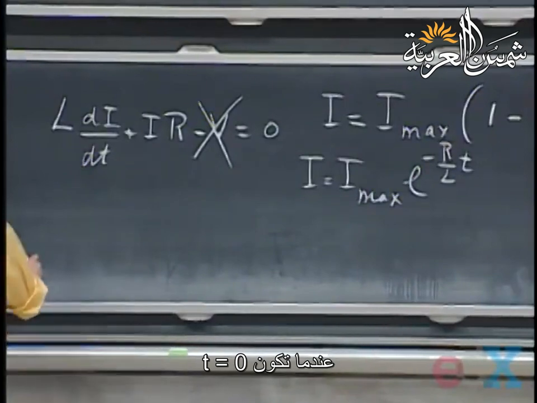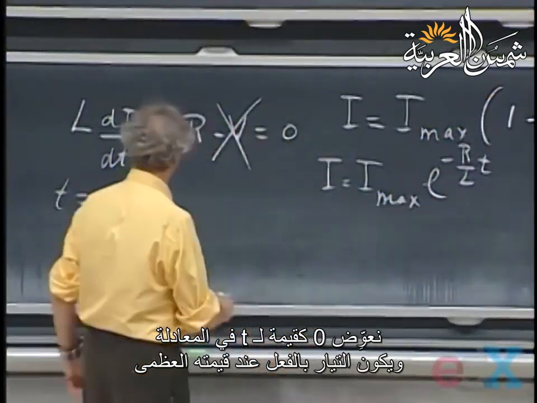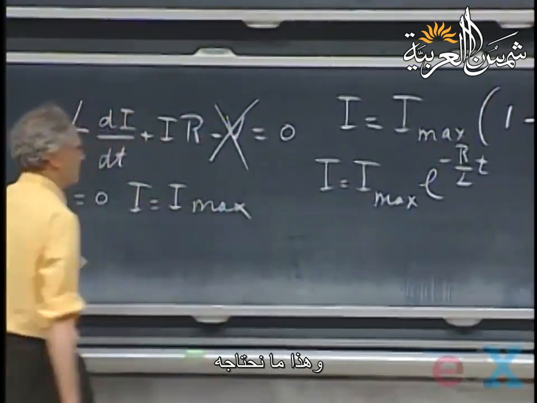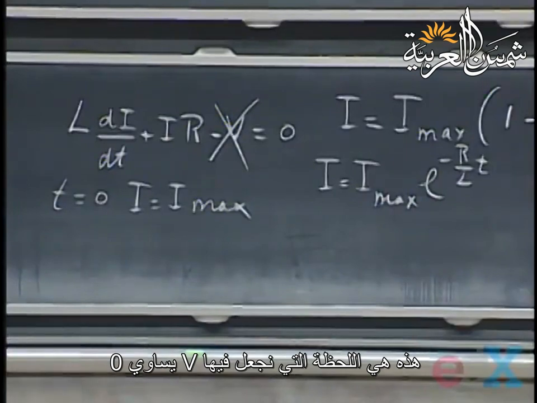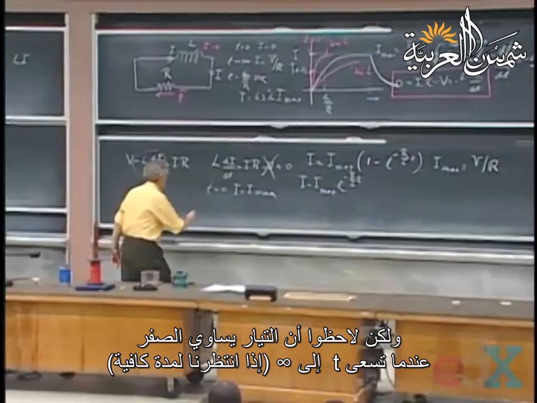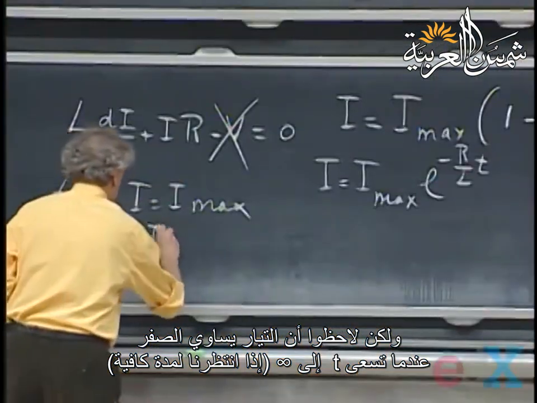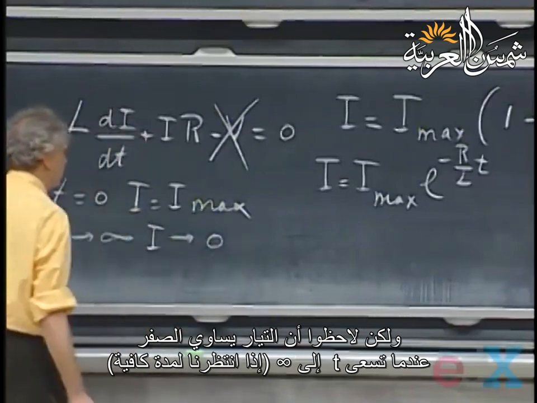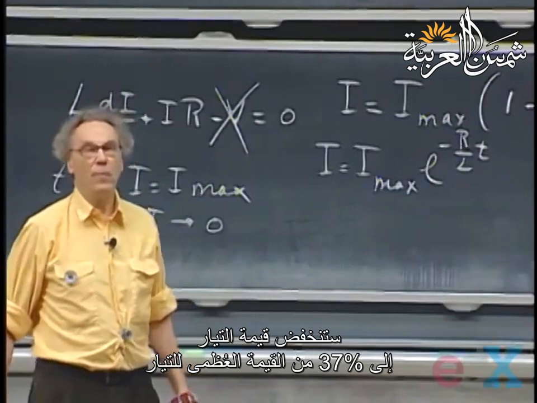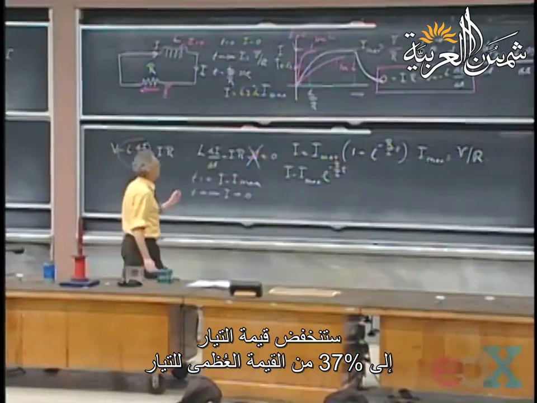Because notice that at t equals 0, when you put in t equals 0, the current is indeed maximum. And that's what you require. That's the moment that you make that capital V 0, the current was still running. But notice that when t goes to infinity, you wait long enough, that indeed the current goes to 0. And if you wait L over R seconds, then you are down to about 37% of your maximum current.